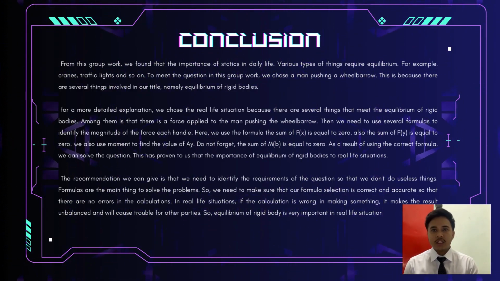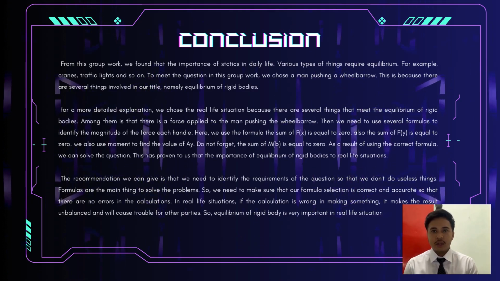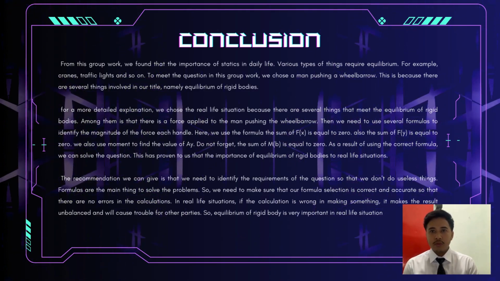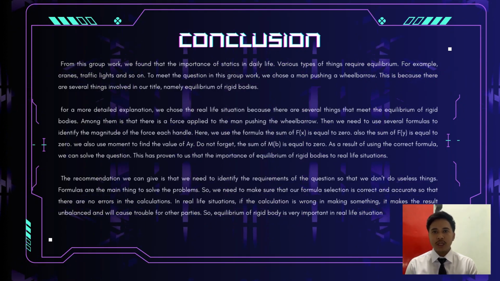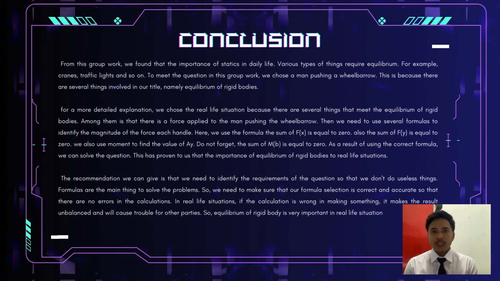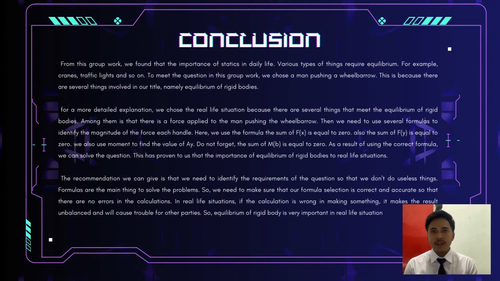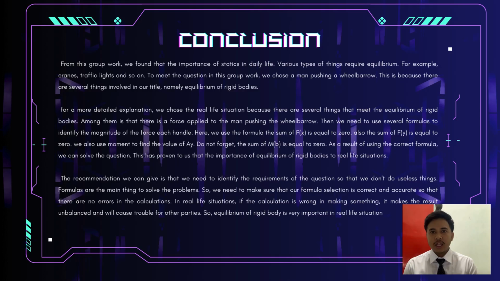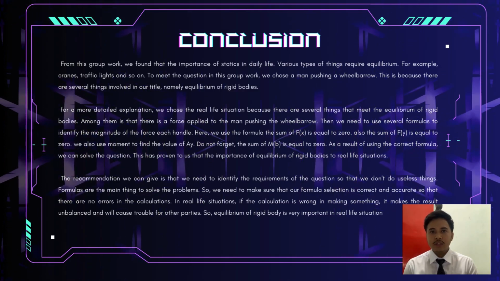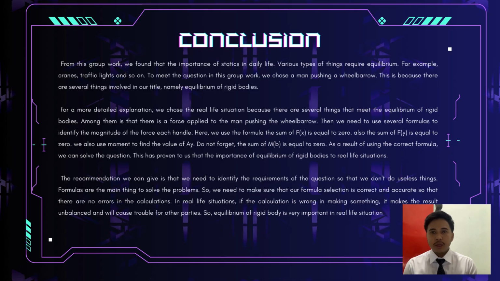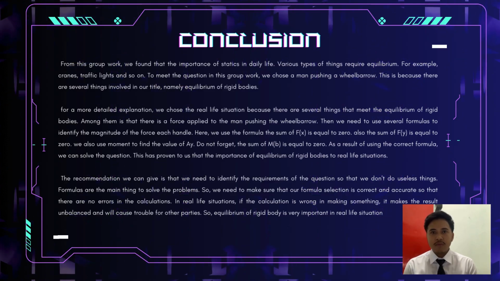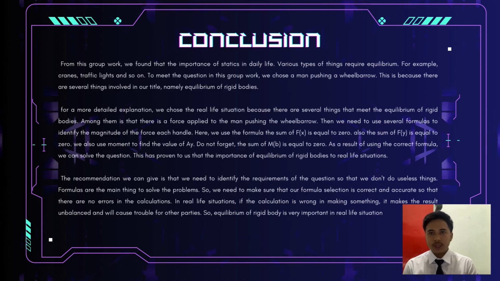From this group work, we found the importance of statics in daily life. Various types of things require equilibrium, for example, cranes, traffic lights and so on. To meet the question in this group work, we chose a man pushing a wheelbarrow. This is because there are several things involved in our title, namely equilibrium of rigid bodies. For a more detailed explanation, we chose a real life situation because there are several things that meet the equilibrium of rigid bodies.